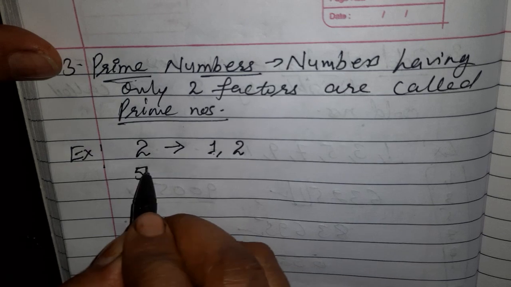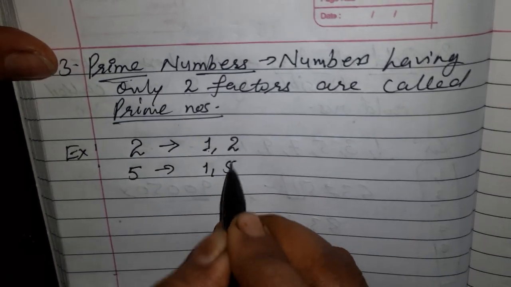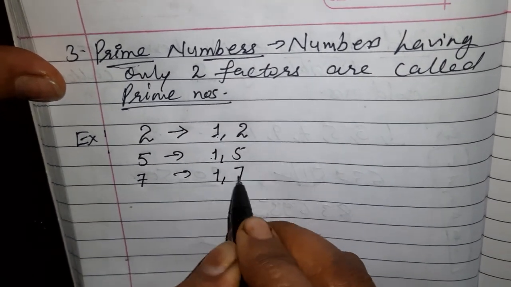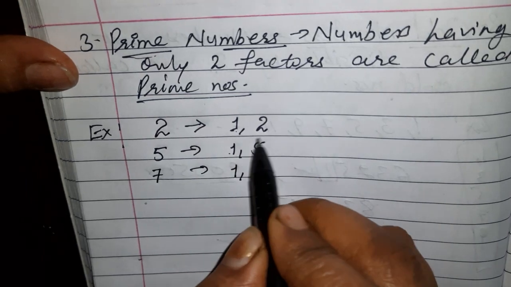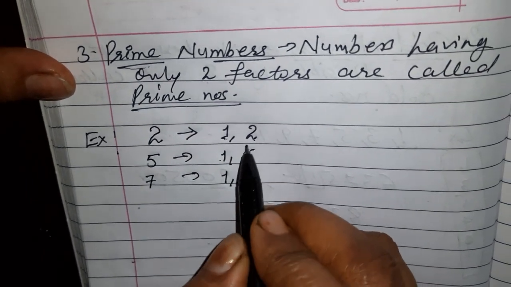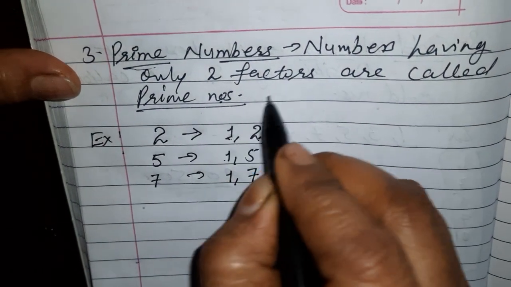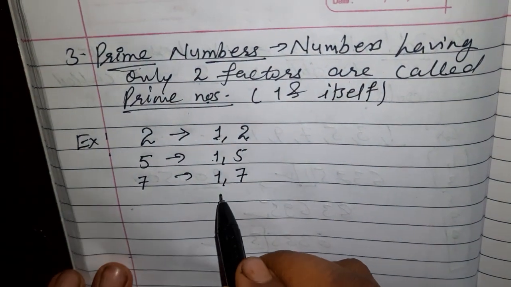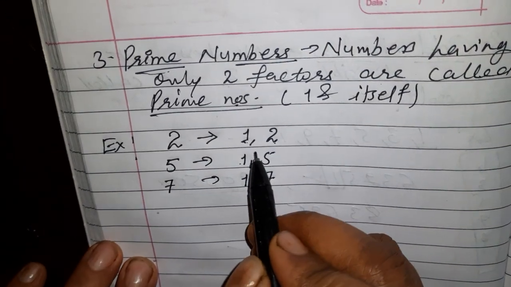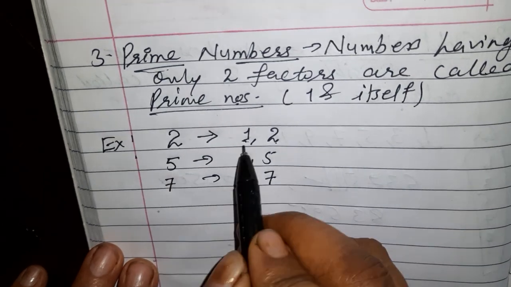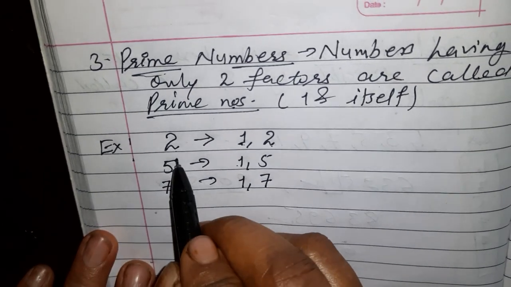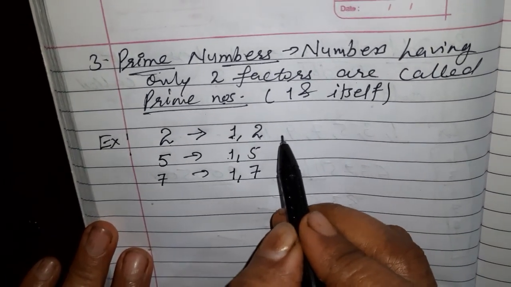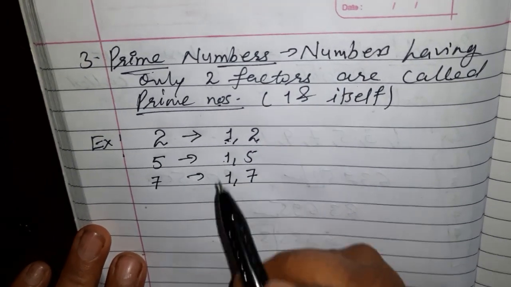Okay, now another example, 5. Factors 1 and 5. It is also having 1 and 5. Another example, 7. It is also 1 and 7. So these numbers are having only two factors, that is 1 and the number itself. Two factors are called prime numbers, that is 1 and itself. Itself means the number itself. So these numbers are called prime numbers, meaning these numbers are divisible by only itself and 1. No other number can divide it. So these types of numbers are called prime numbers, which have only two factors, and those two factors are 1 and the number itself.